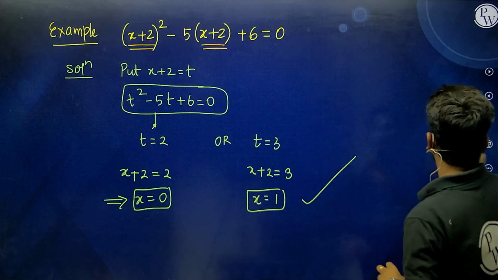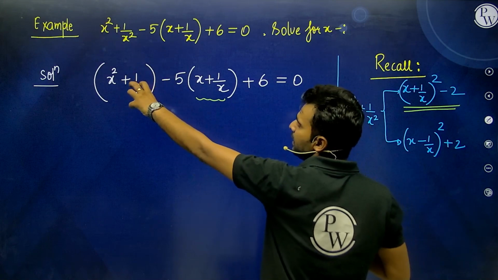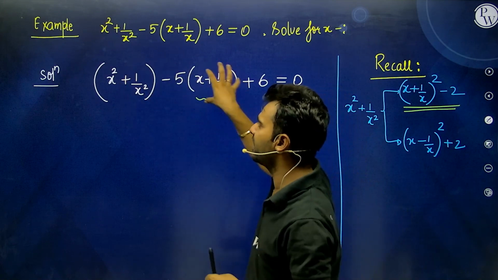Right, everyone? So here also, you can see that this is x square plus 1 by x square. This is x plus 1 by x. So these are two different things.